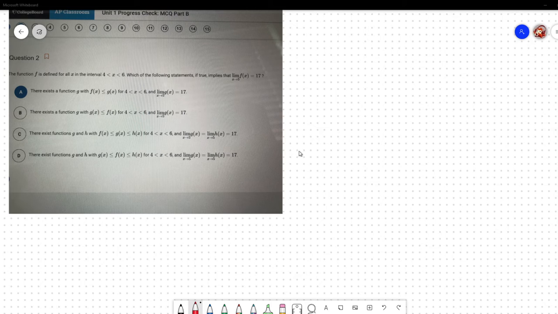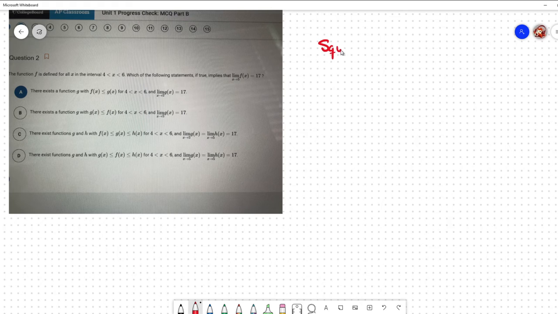This was one of the questions from the most recent progress check that I do want to go over because it does involve using the squeeze theorem. Just like all of our theorems that we've learned thus far, the squeeze theorem is an existence theorem. So the theorem says that if we have two functions, A and B, where the following must happen. Our function that we're looking at is f of x.